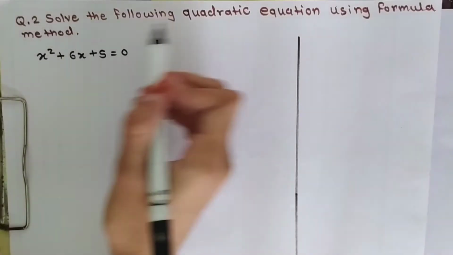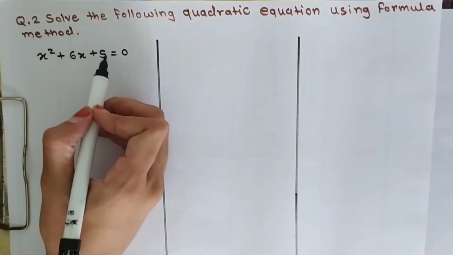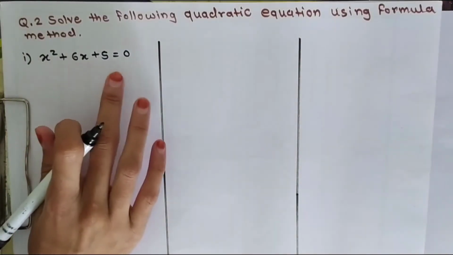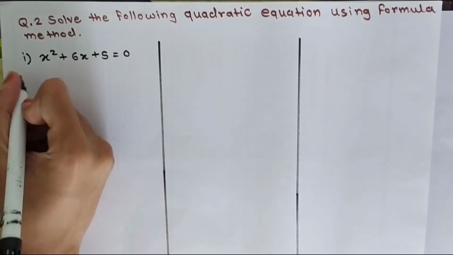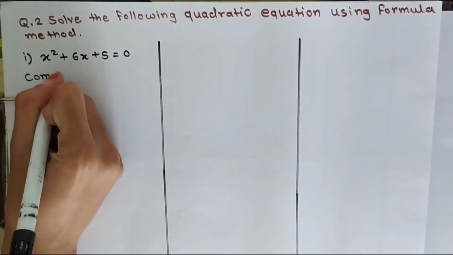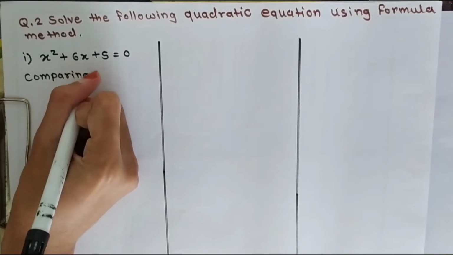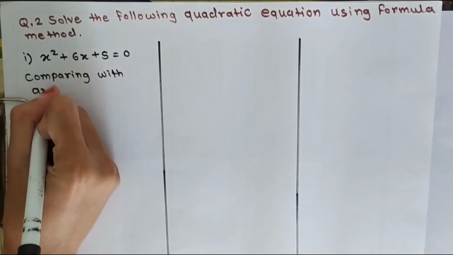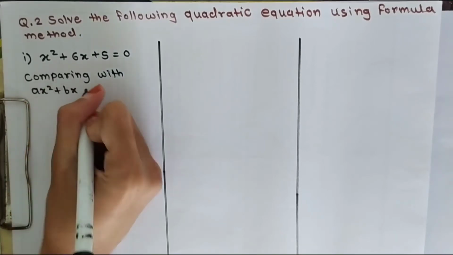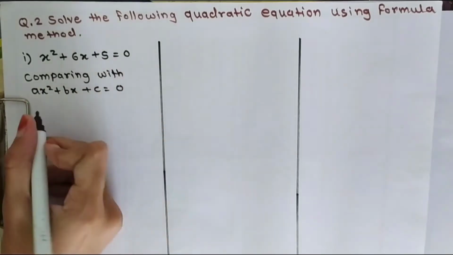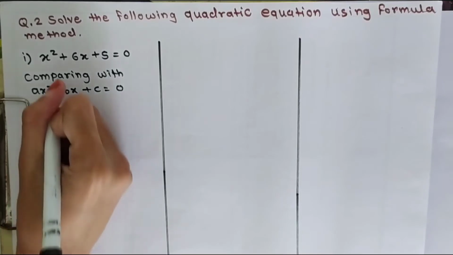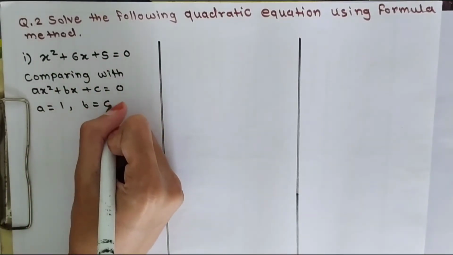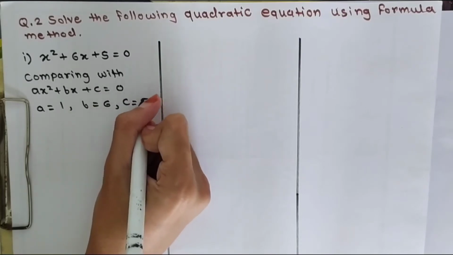Question number 2 is solve the following quadratic equation using formula method. In that, the first question is x square plus 6x plus 5 is equal to 0. Now comparing with ax square plus bx plus c is equal to 0, then a is equal to 1, b is equal to 6 and c is equal to 5.